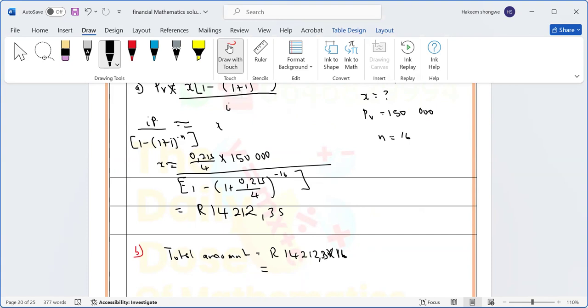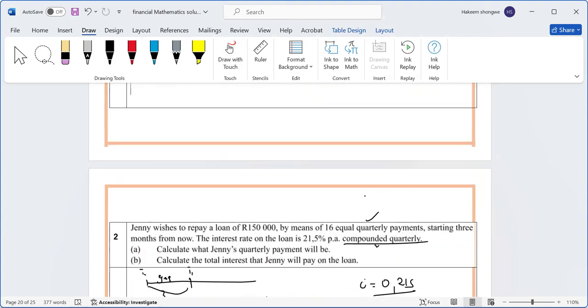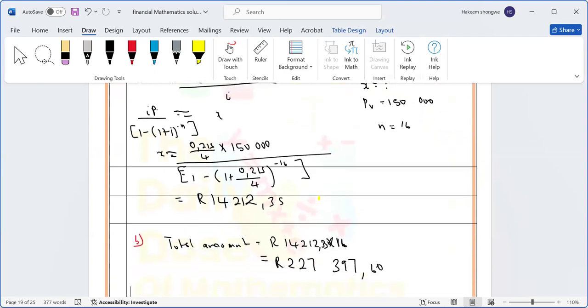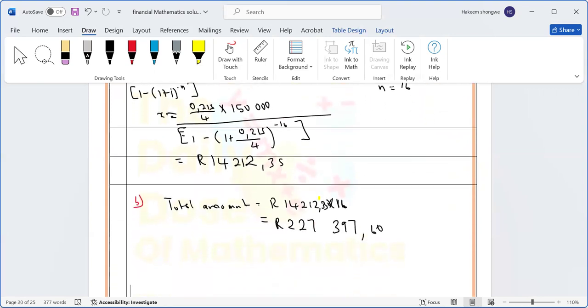How much is that? It's 227,397.60. Now remember, this is the total amount that Jenny is going to pay. Obviously, Jenny didn't take out a loan of 227. Jenny took out a loan of 150,000. But she's not paying 150,000. How do we know that? It's because each and every month she's paying 14,000, but she's paying it 16 times.